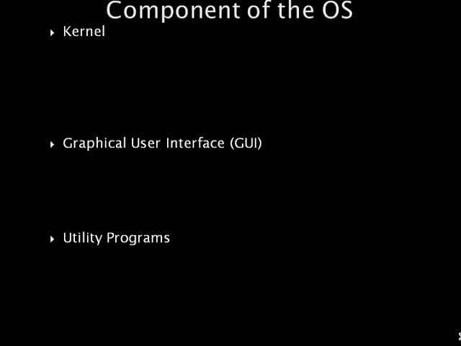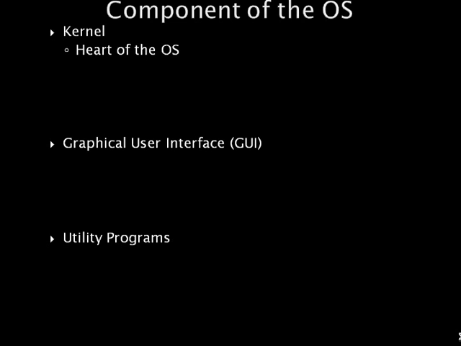Components of the operating system. The operating system is made up of several small parts, but they are packaged together when delivered to customers. These components are kernel, graphical user interface, and some utility programs. The kernel is the heart and the essential center of the operating system. It is the first part of the operating system that is loaded into main memory and stays there as long as the computer is running.